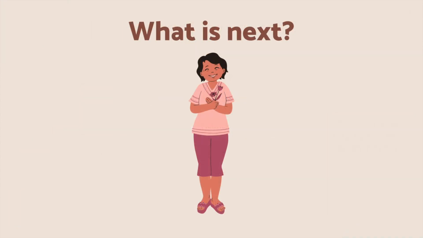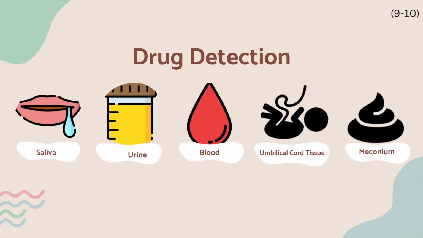Now that Jane has given birth to her baby Bella, what is next? Now, to find out if Bella indeed has NAS, a drug test would have to be performed on both Jane and Bella. The drug test will also help determine the type and drug dose that is active within Bella's system. Normally, drug tests are done using blood, saliva, or urine, but for newborns, the preferred method is to use umbilical cord tissue or meconium, which is essentially the baby's first poop.